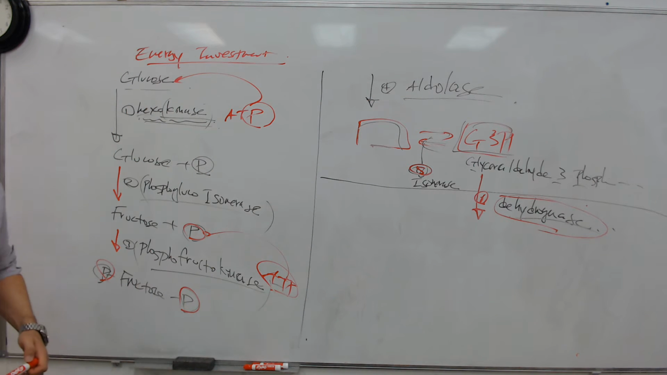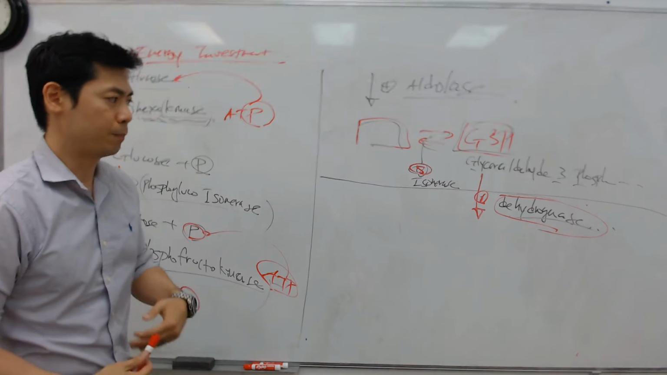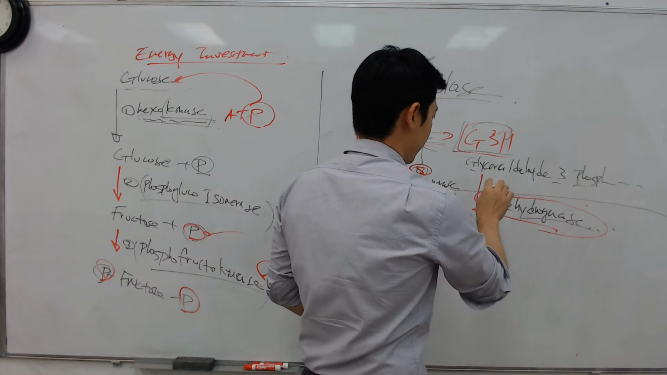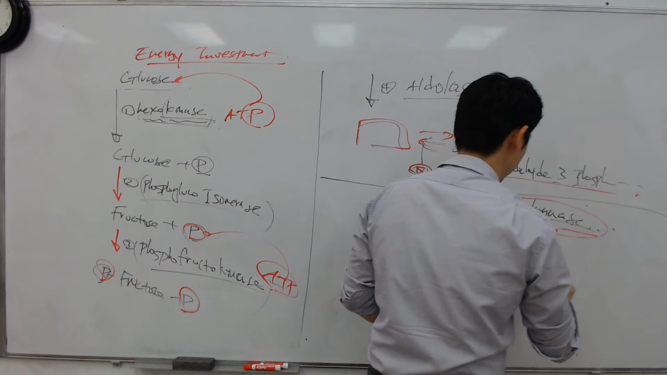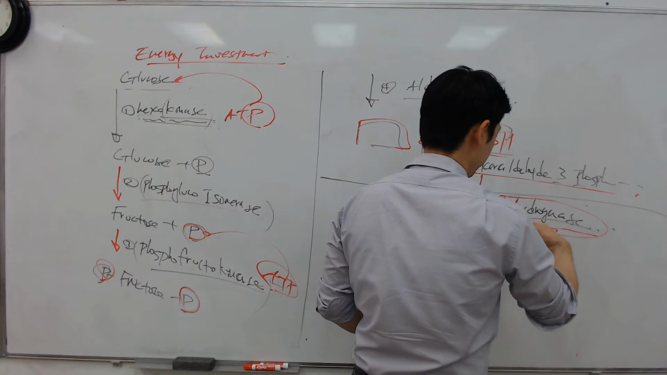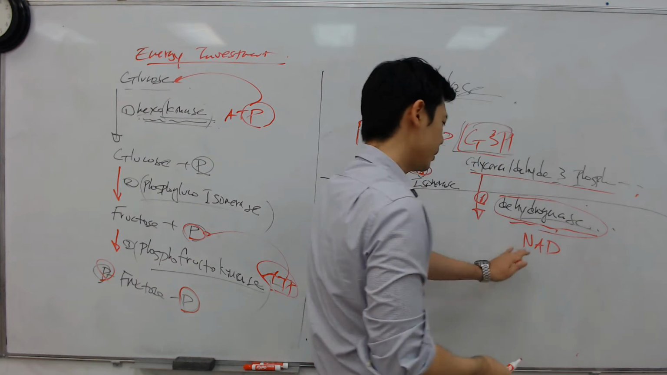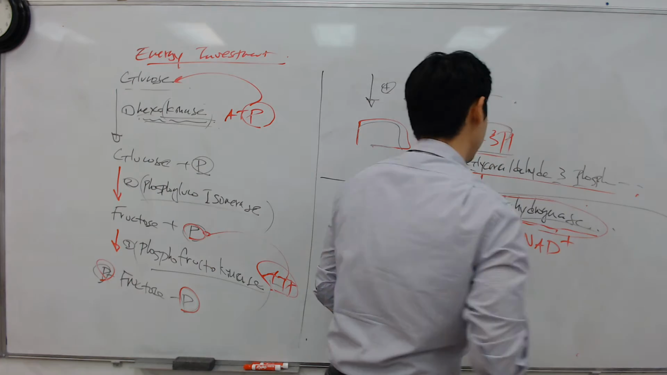These are the guys that actually pull the electrons. Basically, they're taking the electron out from this molecule. What dehydrogenase does is remove the hydrogen, take the electron out from this molecule, and they will reduce NAD plus.